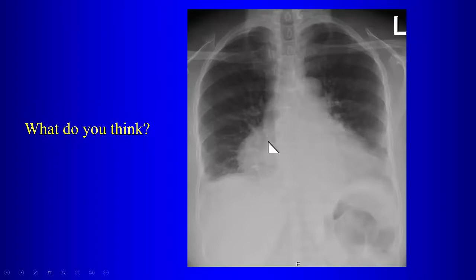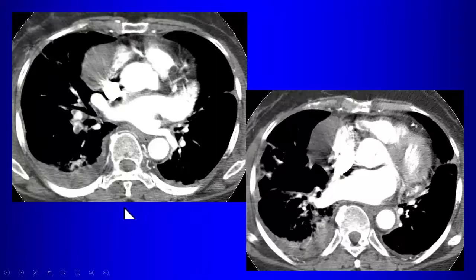Yes, there is a mass, correct, in the right cardiophrenic angle. So we'll take a look at that on CT. Here it is. What do you think that is? Right, so what are the features that make you think pericardial cyst?